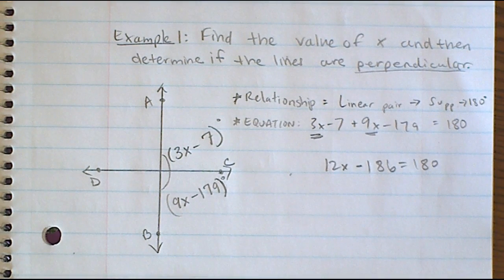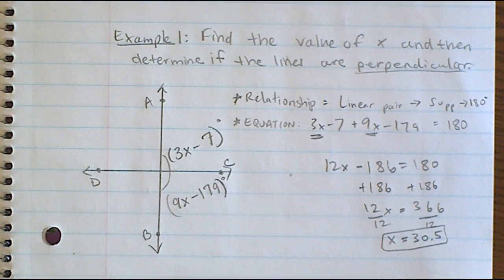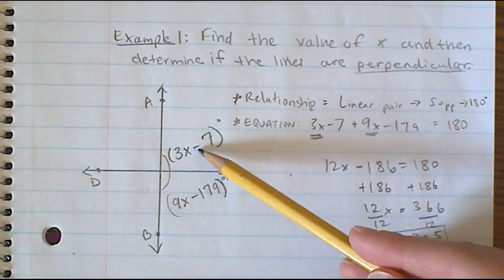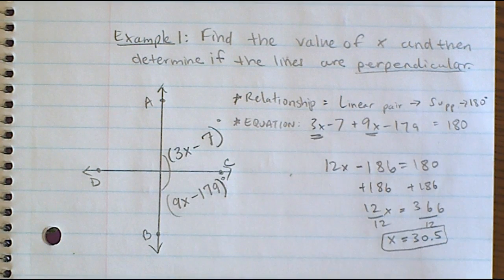Now I'm going to continue solving for x. So go ahead and pause. You guys know how to solve for x from here. Click play when you're ready to keep going. So I got for the value of x 30.5. Now what I want to do is plug that into each of these angles to see if they are indeed congruent. If they're 90 degrees, then the lines are perpendicular. If they are not 90 degrees, they're not congruent, then the lines are not perpendicular.